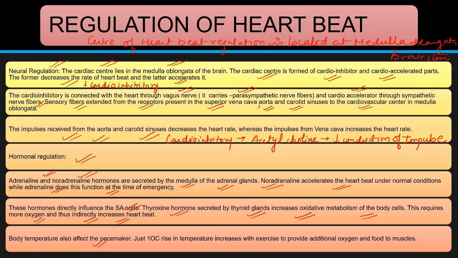Body temperature also affects the pacemaker. A 10-degree rise of temperature increases the heart rate, as with exercise, to provide additional oxygen and food to the muscles. So body temperature also affects the pacemaker, that is the SA node, to regulate the heartbeat. So adrenaline increases the heart rate, noradrenaline increases the heart rate, thyroxine increases the heart rate. The sympathetic nervous system increases the heart rate, the parasympathetic decreases the heart rate, and vagal stimulation increases acetylcholine, which also decreases the heart rate.